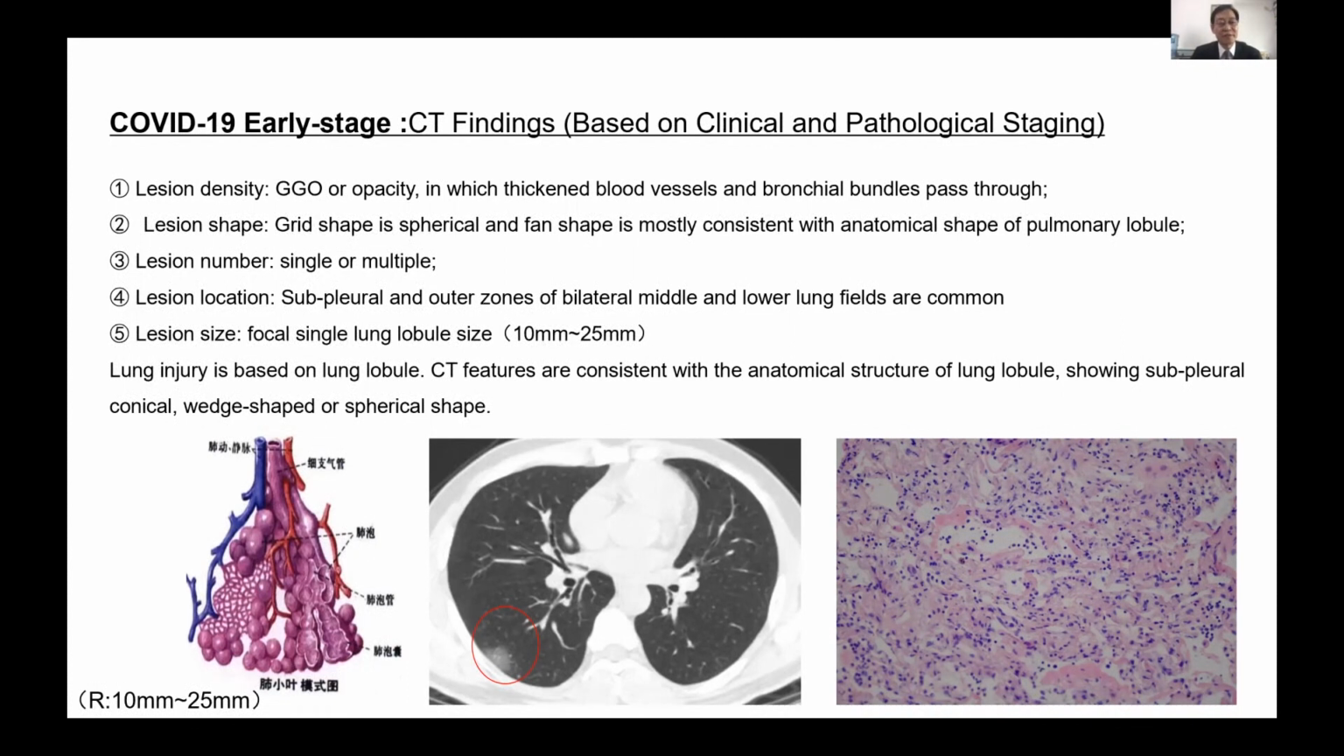There is a focal single lung lobular lesion, about 10 millimeters to 25 millimeters. Lung injury is based on the lung lobule. The CT feature is consistent with the anatomic structure of the lung lobule, showing subpleural conical, wedge-shaped, or spherical shapes.